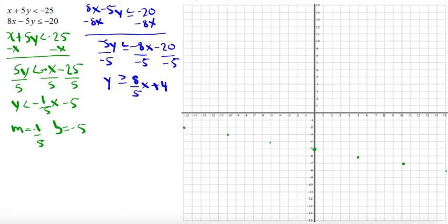Okay, so now I have to figure out what type of line I have, solid or dashed. Since my inequality symbol is just less than, I know that the solution is not going to be on the line, so I have a dashed line.